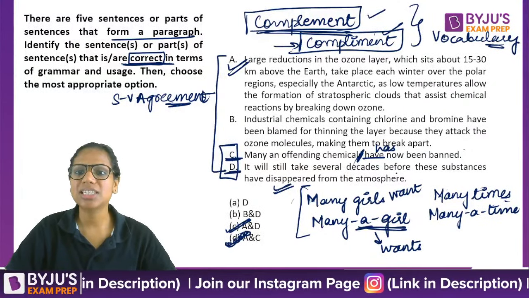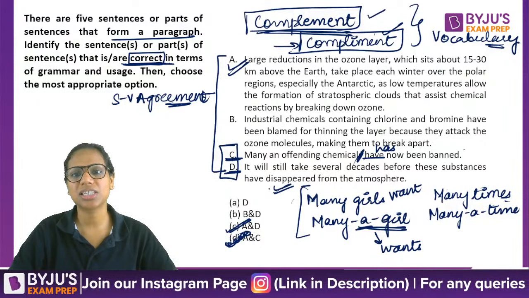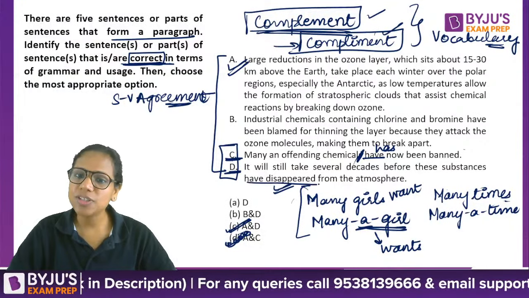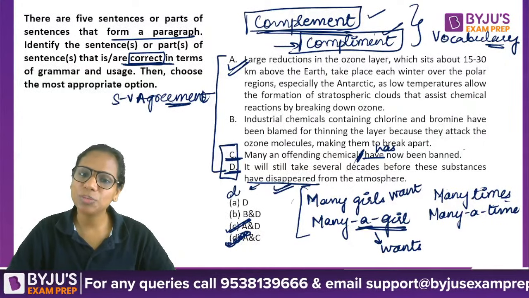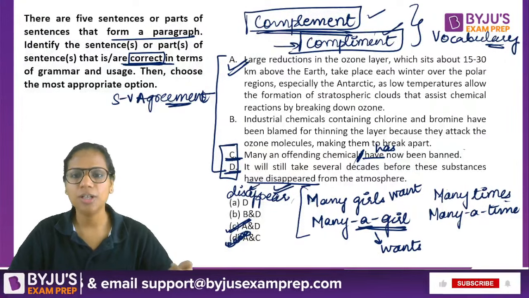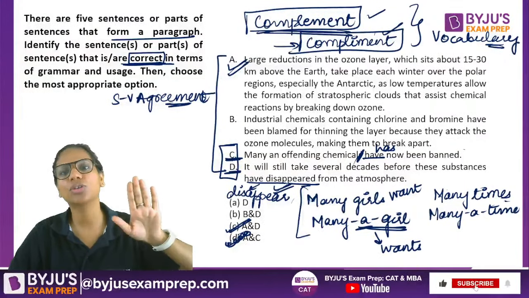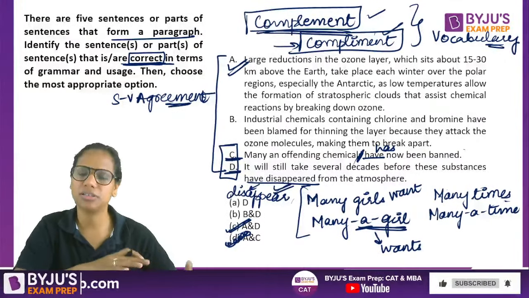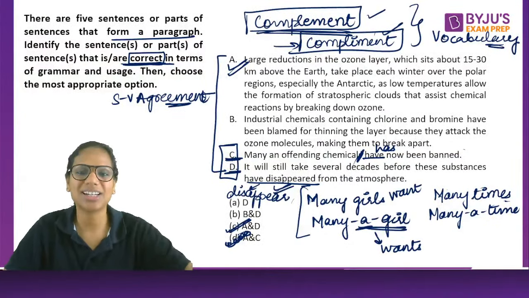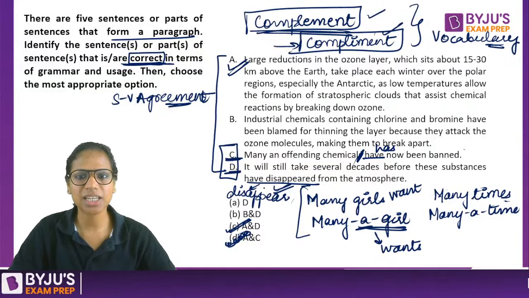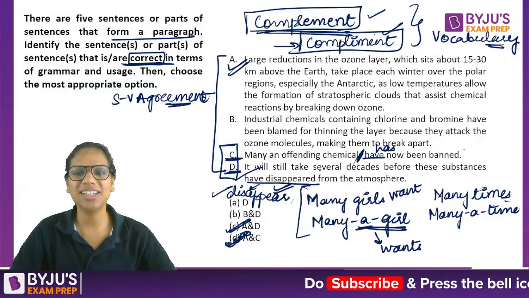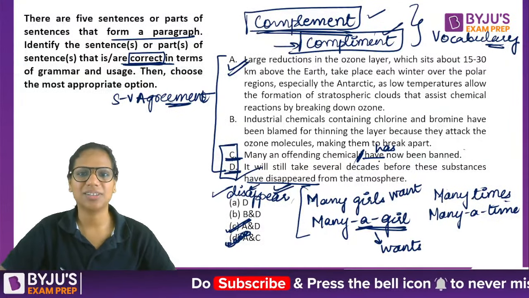It will still take several decades before these substances have disappeared from the atmosphere. Okay, have disappeared is also fine here. Disappear is also fine here. The focus is slightly different. When you say have disappeared, you're focusing on the fact that now this stands completed. Completely disappeared, हो चुके हैं, that is have disappeared. Right. So both are correct here. Disappear also, have disappeared also. No error in B. The error is here in C.